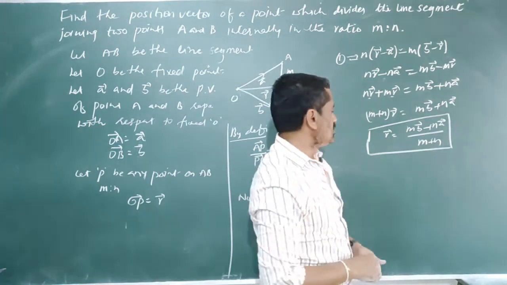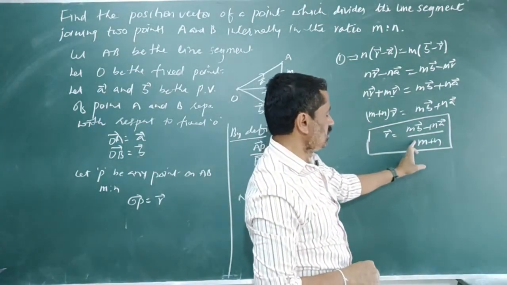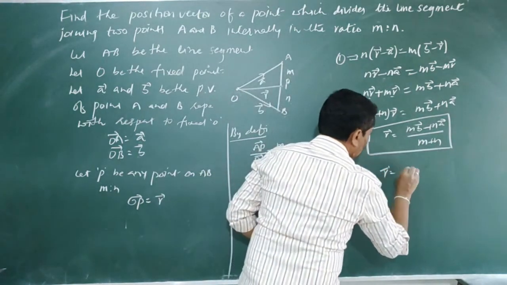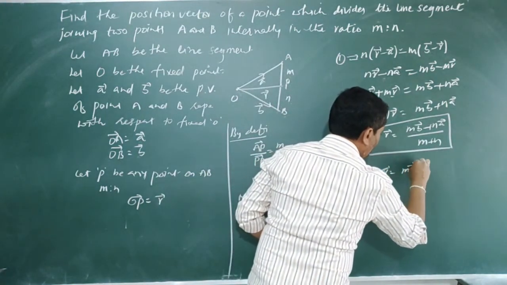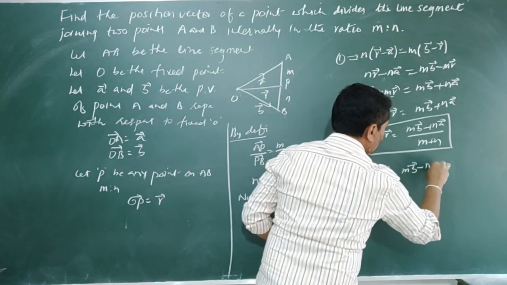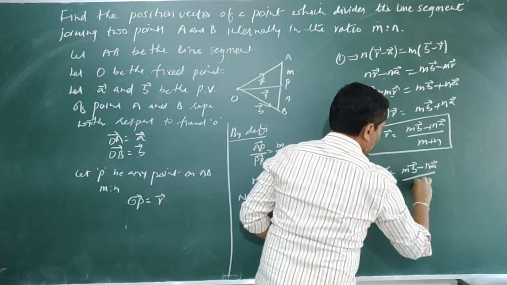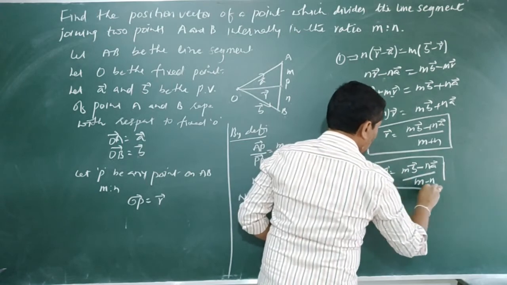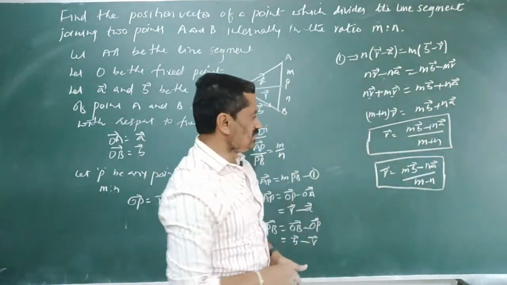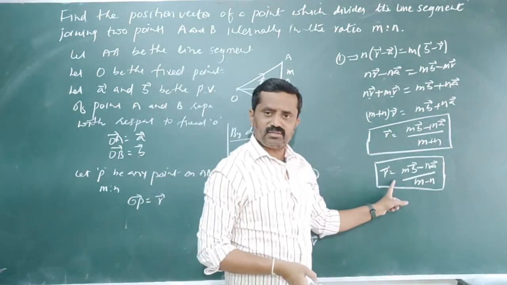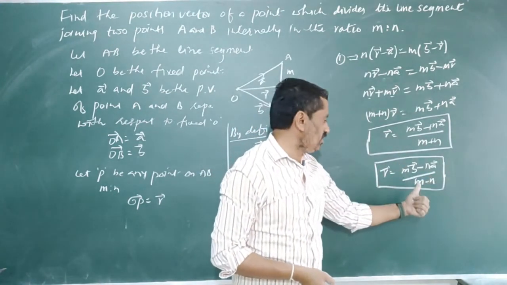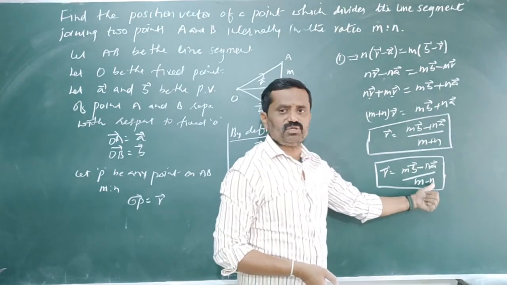internally. Similarly, if it is externally, then we have R bar is equal to (m into B bar minus n into A bar) divided by (m minus n). So you see, this is the position vector of a point which divides the line segment AB externally in the ratio m is to n.